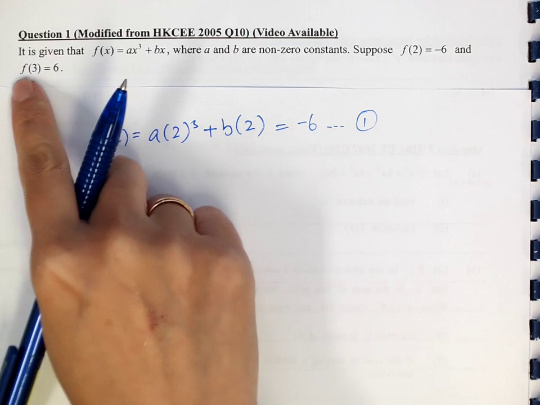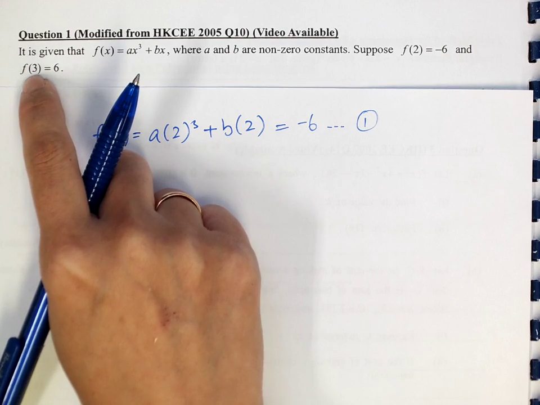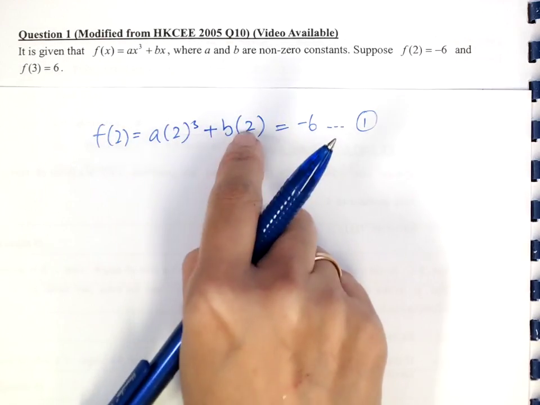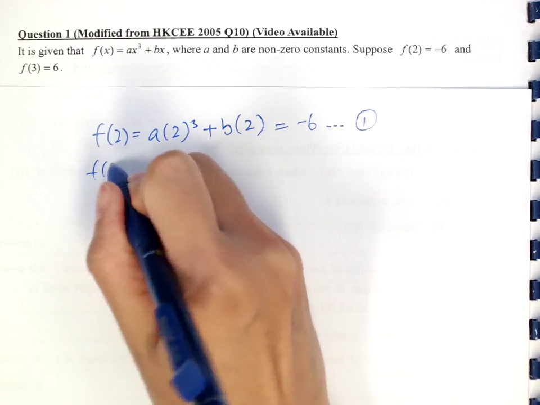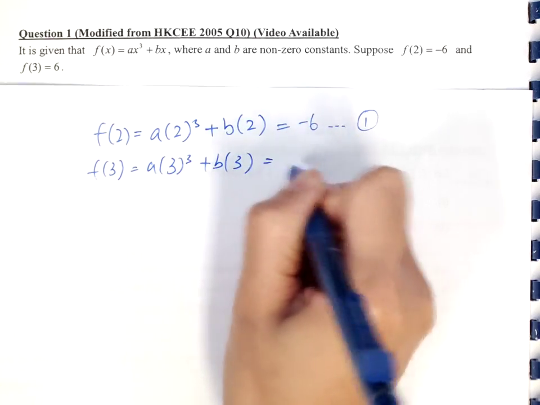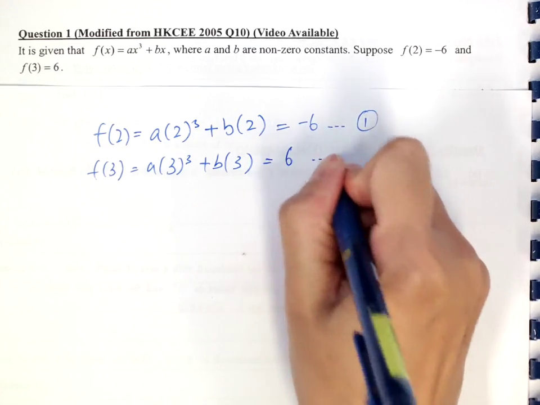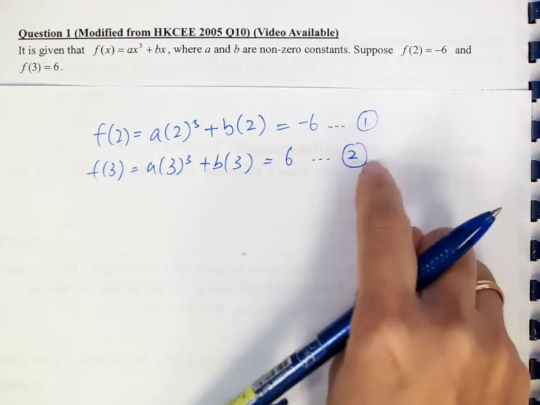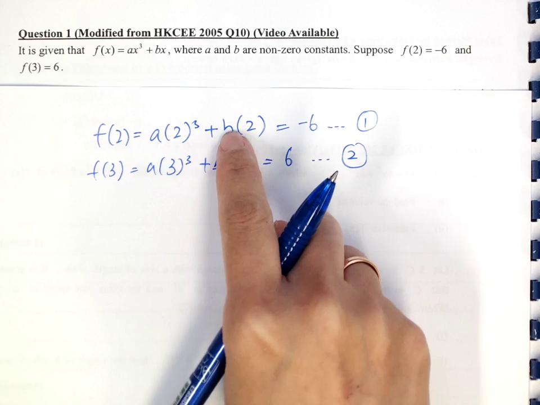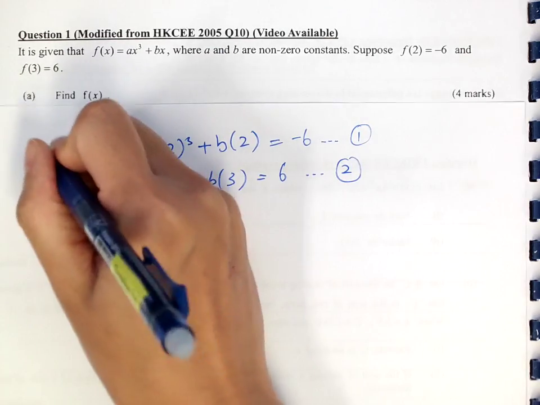And you are also given that f(3) equals 6, which means when x is 3, this x is replaced with 3. Okay, let's write it down. The function is equal to 6. So write down equals to 6. Alright, you have two equations and two unknowns. You have to find a and b respectively. Okay, so let's do it.